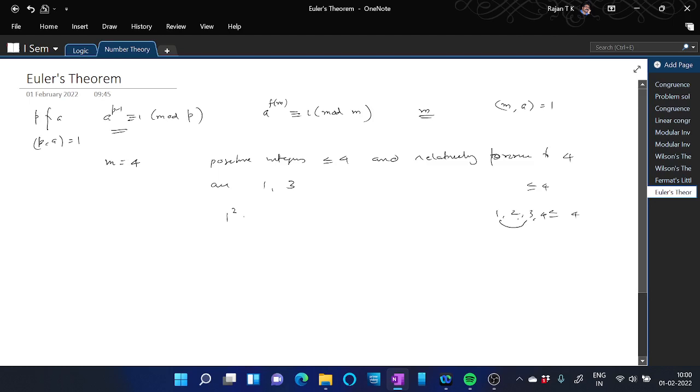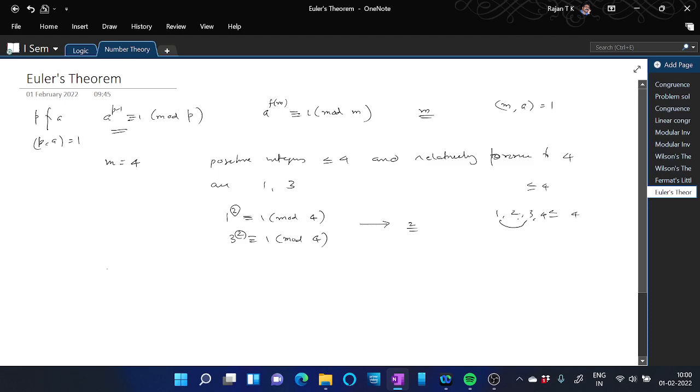1 square is congruent to 1 mod 4. 3 square is also congruent to 1 mod 4. So these 1 and 3 have the property that 1 square is congruent to 1 mod 4 and 3 square is congruent to 1 mod 4. So we are getting a number 2 that we are expecting in the place of Fm here.